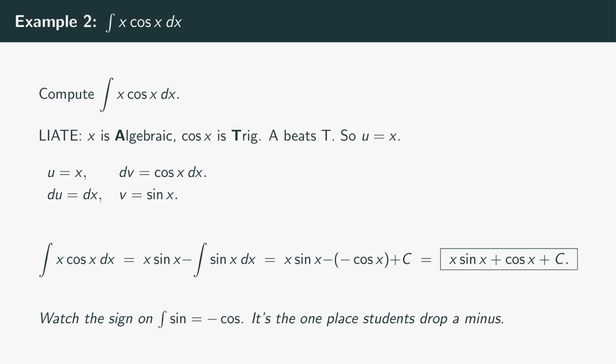Differentiate to check. Derivative of x sine x by the product rule, sine x plus x cosine x. Derivative of cosine x is minus sine x. Sum: sine x plus x cosine x minus sine x equals x cosine x. The original integrand. Done. Same pattern as before. We had a stubborn product. We differentiated the polynomial half, integrated the trig half, and the new integral was one factor lighter. Parts with the right LIATE pick does this routinely.